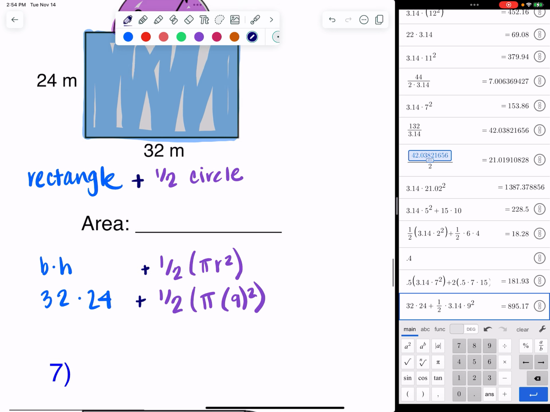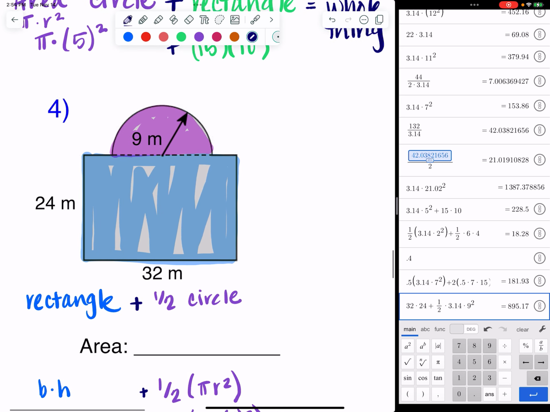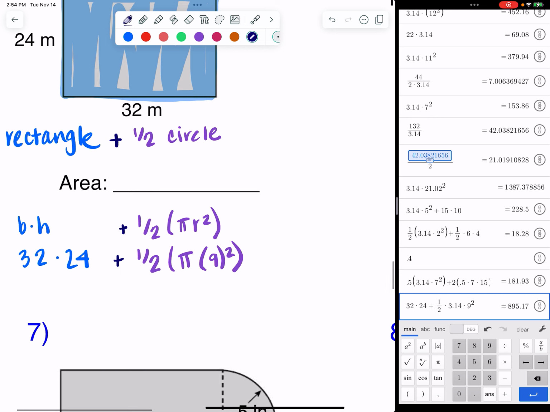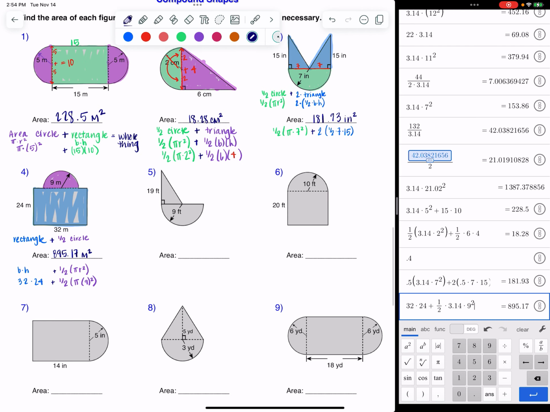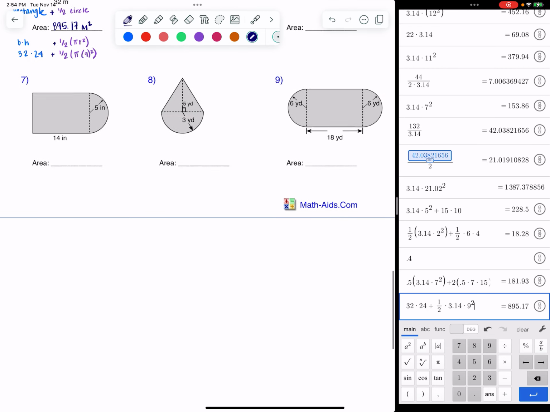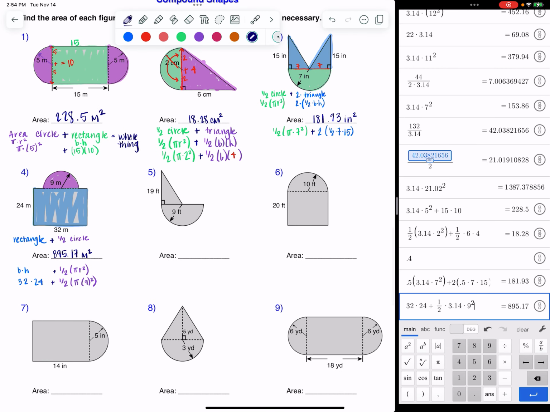So the area of my whole shape, which kind of looks like the front of the Alamo, would be 895.17 meters squared. I got it that time. I don't see any of these that look overly tricky. We've done one.